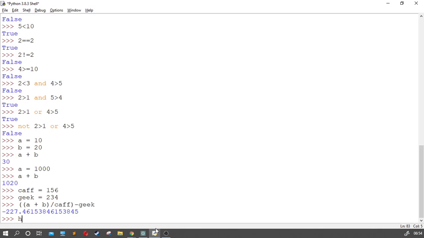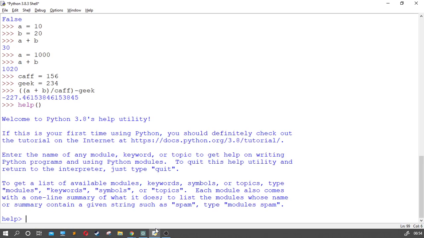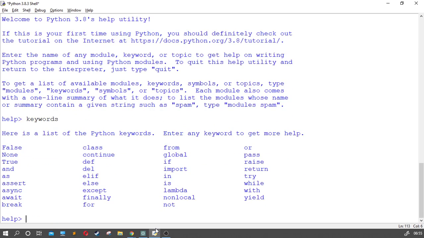To know what a keyword is, let's go with help. That's the best part of interactive mode. Let's say keywords. All these are keywords: False, class, from, or, None, True. All these words are specially defined in Python to perform a specific function. These are called keywords. Not everything can be done in Python. We have certain specific words predefined.